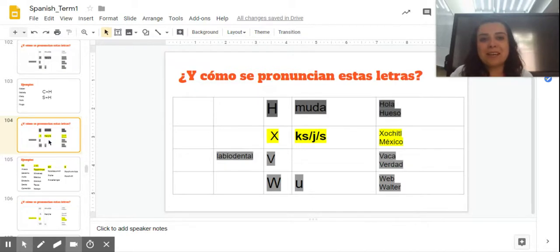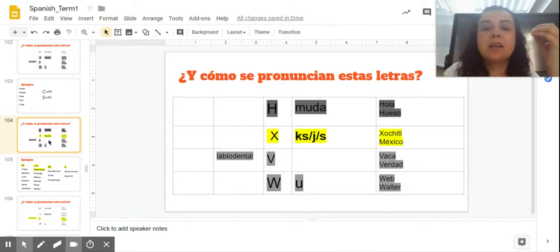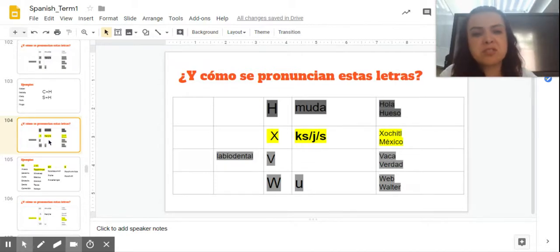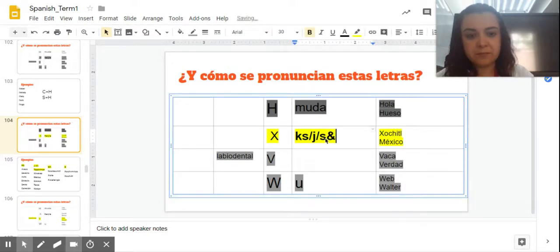Now let's go with the X. So the X, it's a very interesting letter in Mexico, especially because we have three pronunciations. Actually, we have four pronunciations in Mexico now that I think about it. And I'm going to add it here.